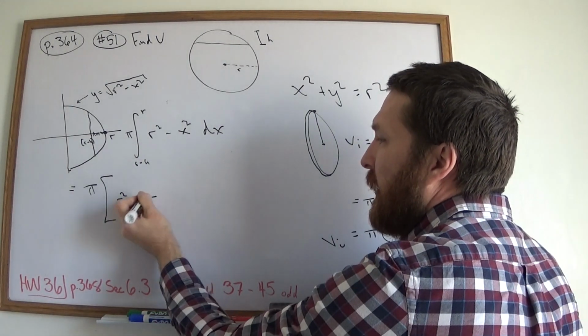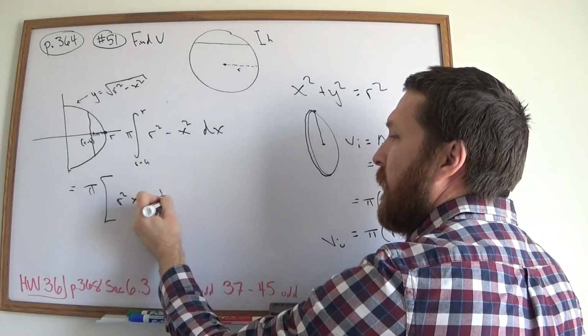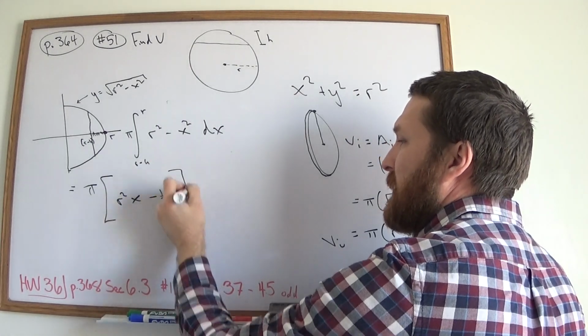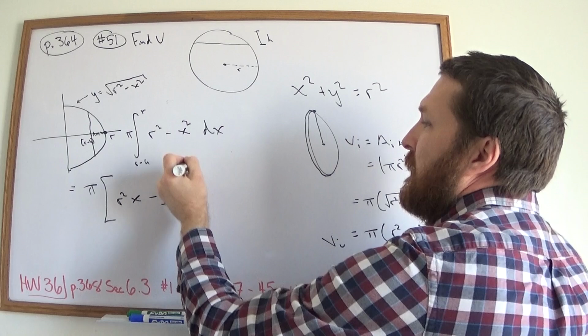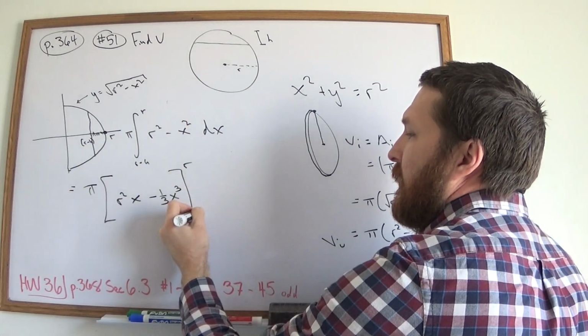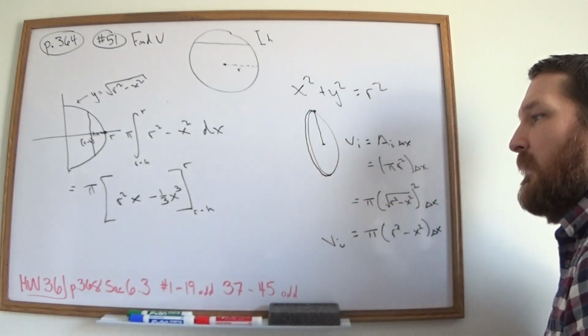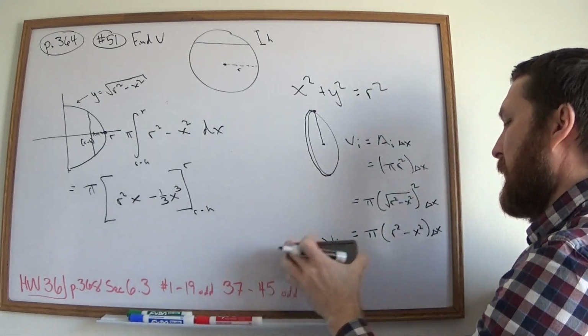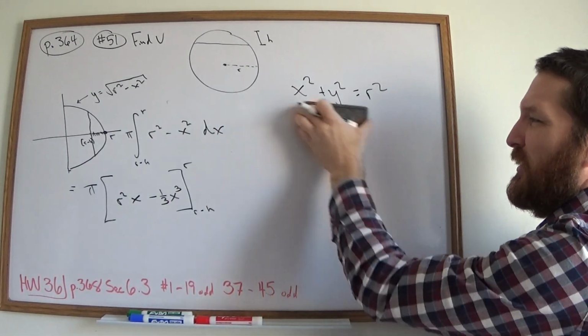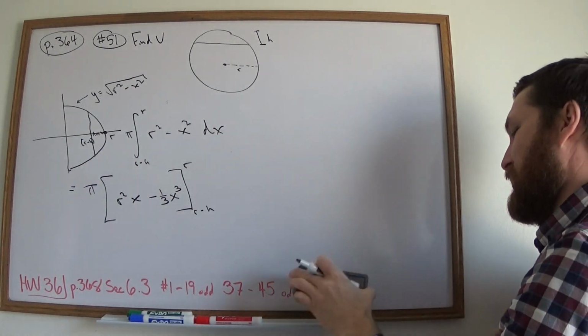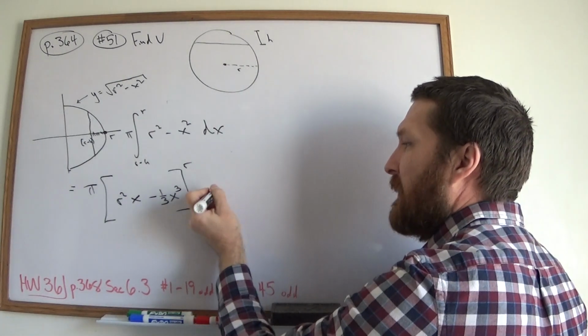So minus what? 1/3 x cubed. You could probably get a PhD solving that problem. R minus h. Okay, let's do it. It's what you get when you plug those in and subtract them from each other. Let's just do it. Okay, so pi.